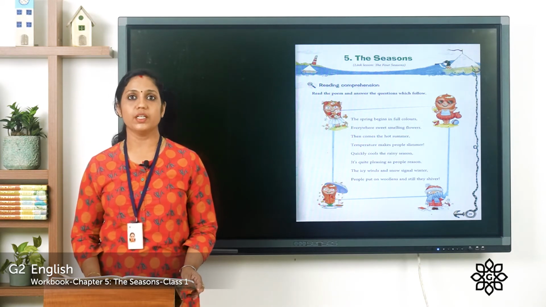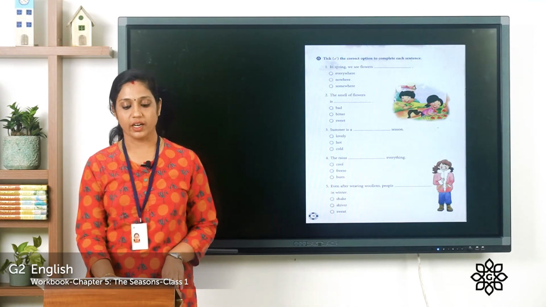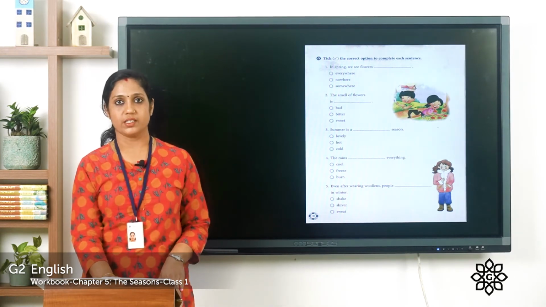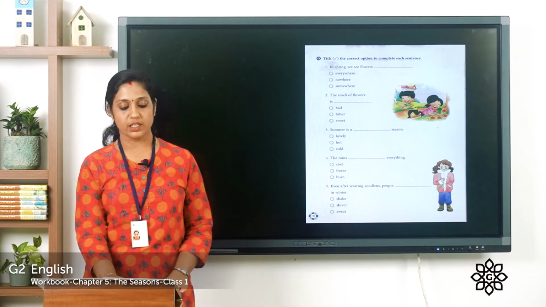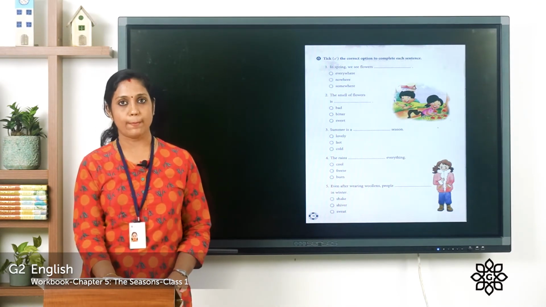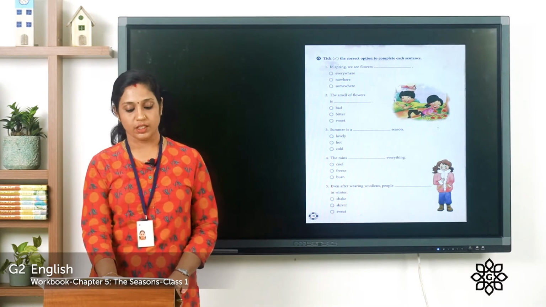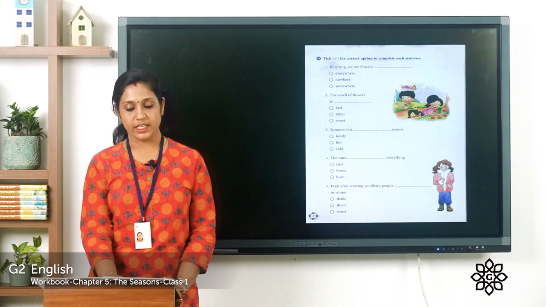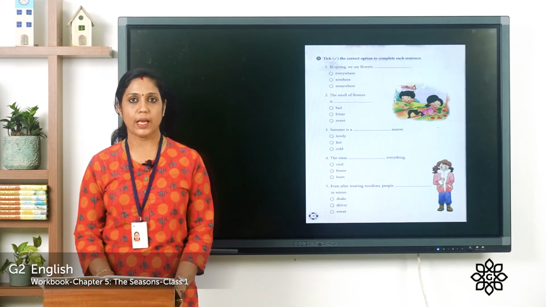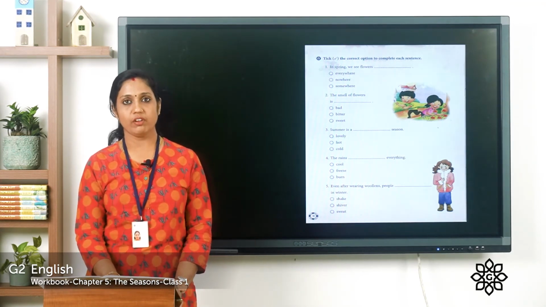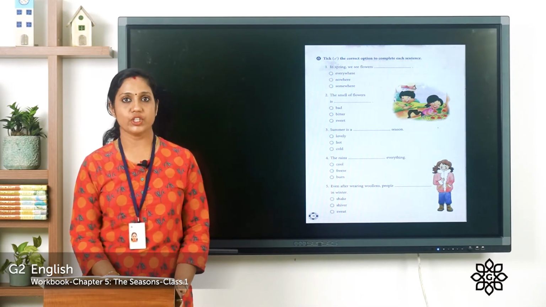So let's move on to page number 30. First we have, tick the correct option to complete each sentence. The first question, in spring we see flowers: everywhere, nowhere, somewhere. Second question, the smell of flowers is dash: bad, bitter, sweet. Third, summer is a dash season: lovely, hot, cold. Fourth, the rains dash everything: cool, freeze, burn. Fifth, even after wearing woolens, people dash in winter: shake, shiver, sweat.